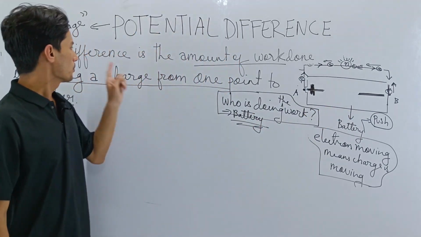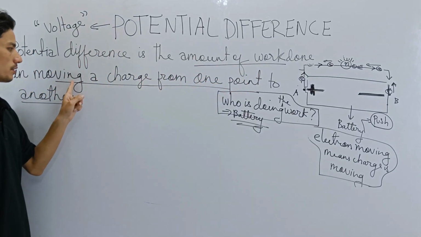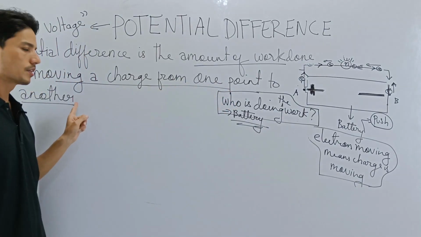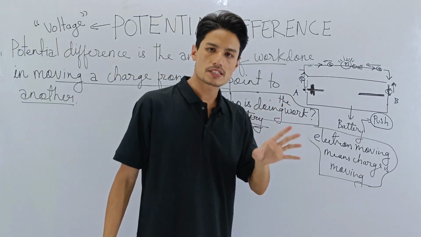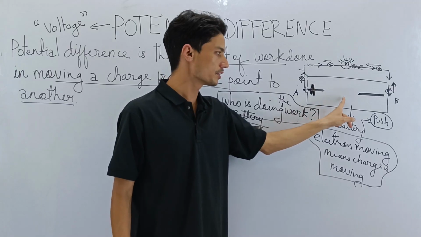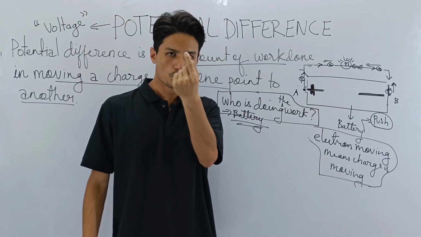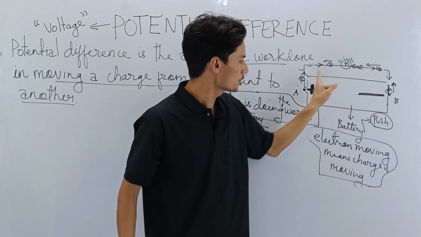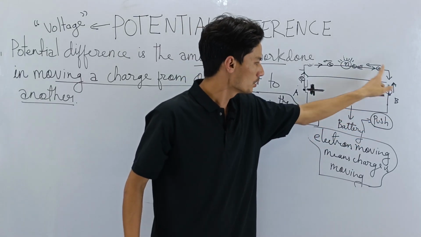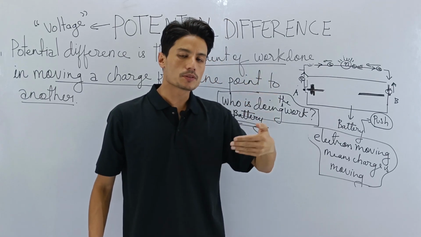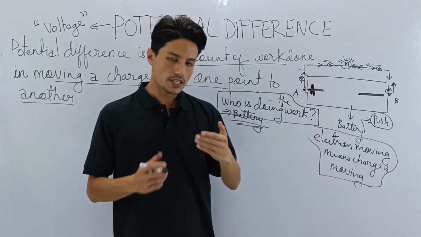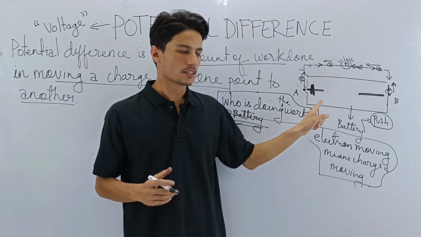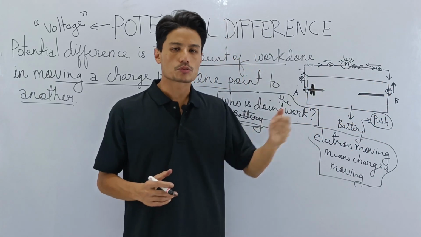So potential difference is the amount of work done. Who is doing the work? The battery is doing the work, to move a charge from one point to another. So in simple terms, potential difference simply refers to the amount of work done by the battery to move one unit charge, to move one electron. How much work did the battery do to move this electron from this point to this point? To push the electron from this point all the way to this point, how much energy did the battery provide? That is called potential difference.